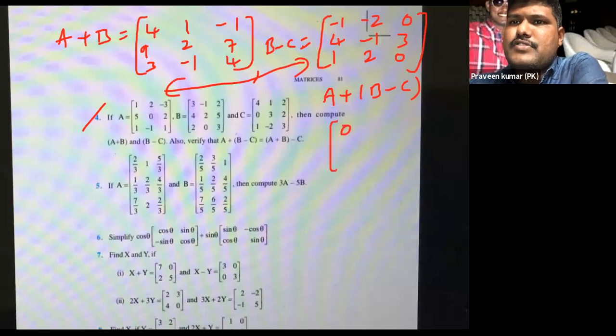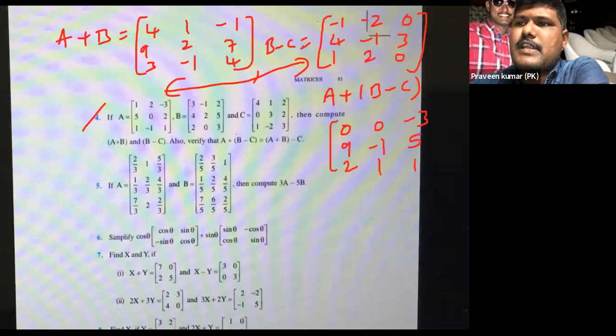1 minus 1, 0. 2 minus 2, 0. Minus 3 minus 0, minus 3. 5 plus 4, 9. 0 minus 1, minus 1. 2 plus 3, 5. 1 plus 1, 2. Minus 1 plus 2, 1. 1 plus 0, 1. Correct?